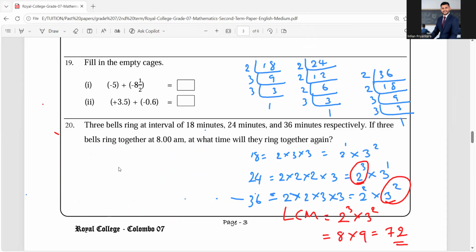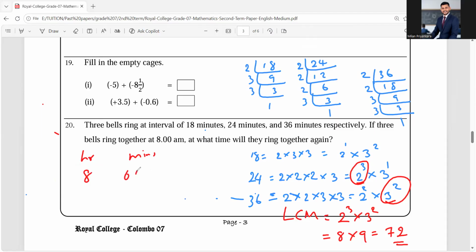Okay, now the least common multiple is 72. That means 8 plus 72 minutes. They ask what time will they ring together. 72 minutes means 1 hour and some minutes, right? So 8 plus 1 hour. Let's write like this, okay? I'll explain clearly. You know this thing, hours and minutes adding.